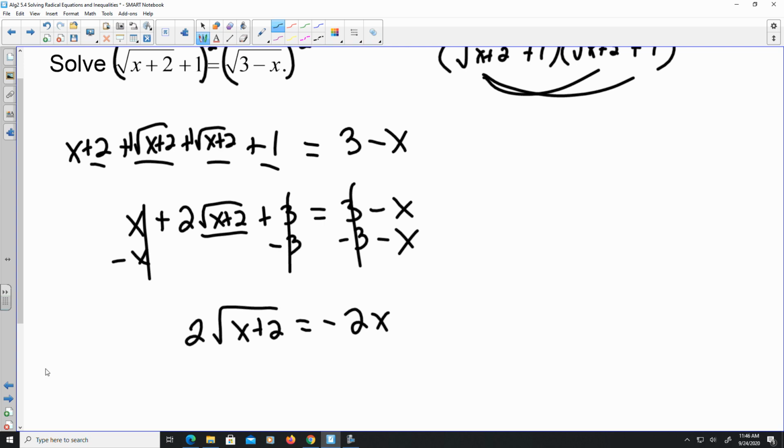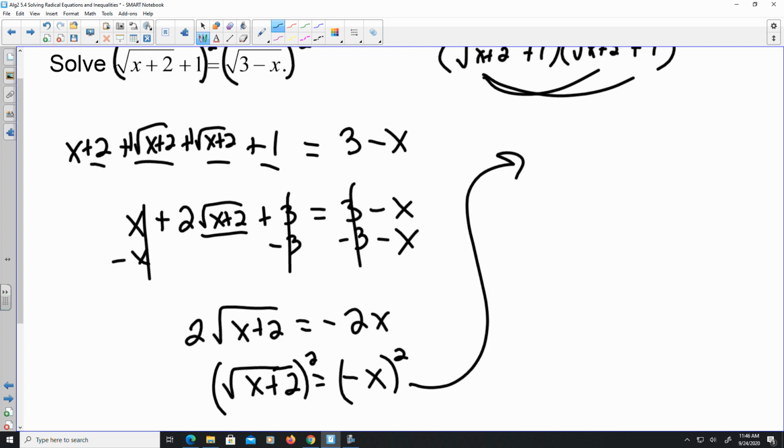And then I divide everything by 2, so now I've got the square root of x plus 2 is equal to negative x, because negative 2 divided by 2 is negative 1. And then I go here, and now we can square both sides. So now what I have is, move this over this way, the square root of x plus 2 quantity squared is just x plus 2.